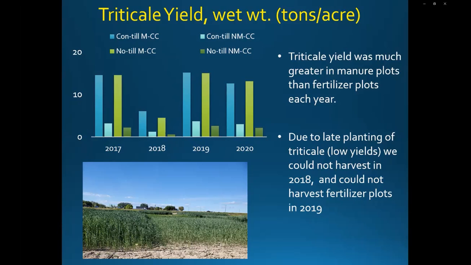There were a couple years, like in 2018, where we couldn't harvest because we got the triticale planted too late the year before, and the yields were too low to harvest. We had the same problem in 2019 with the fertilizer plots. And you can see in the picture below, this is a fertilizer plot next to a manure plot. So the triticale in those fertilizer plots is about up to my knees, but when you go into the manure plots, they're pretty much up to my waist.